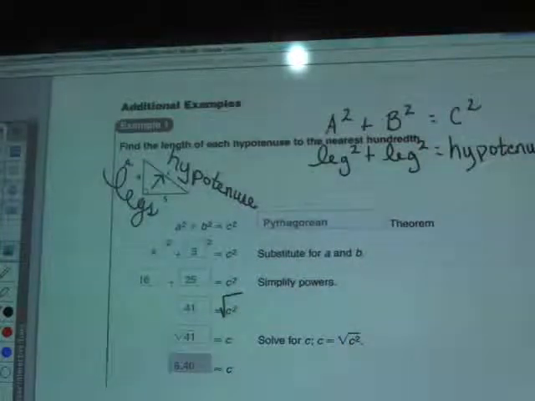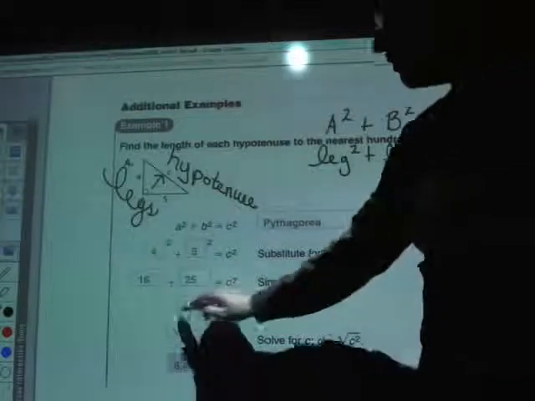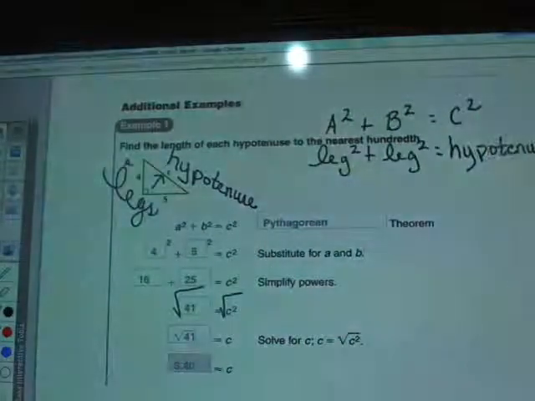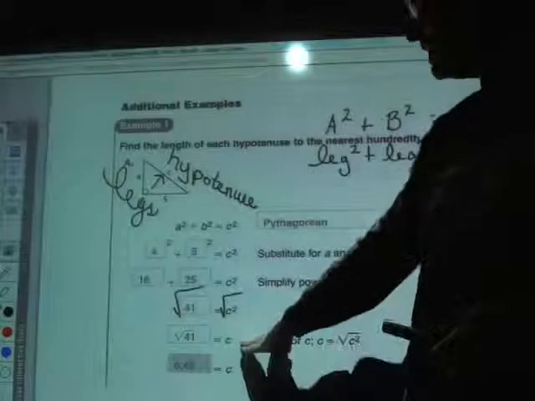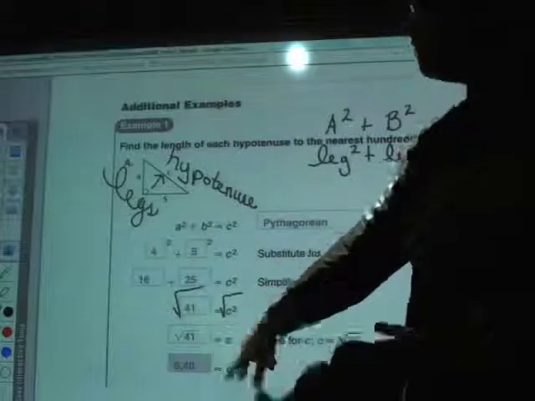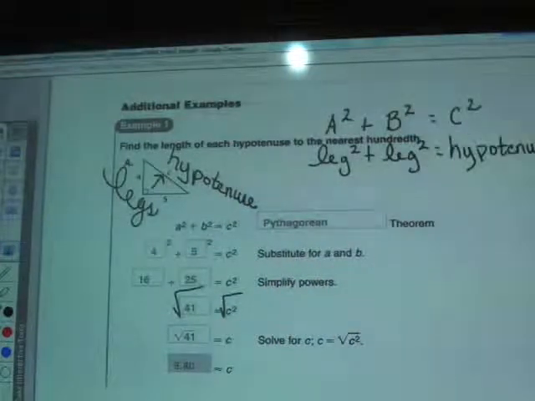Now, the thing is, though, that this is just like solving an equation. I can't do something on one side of the equal sign and not do it on the other. So since I'm taking the square root there, I also have to take the square root right there. When I take the square root all the way across, then this is how I get back to C. The square root of 41 is going to be my solution.